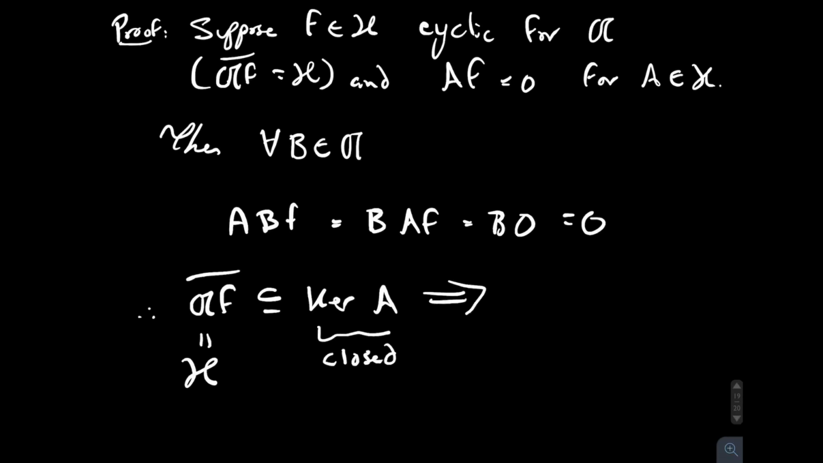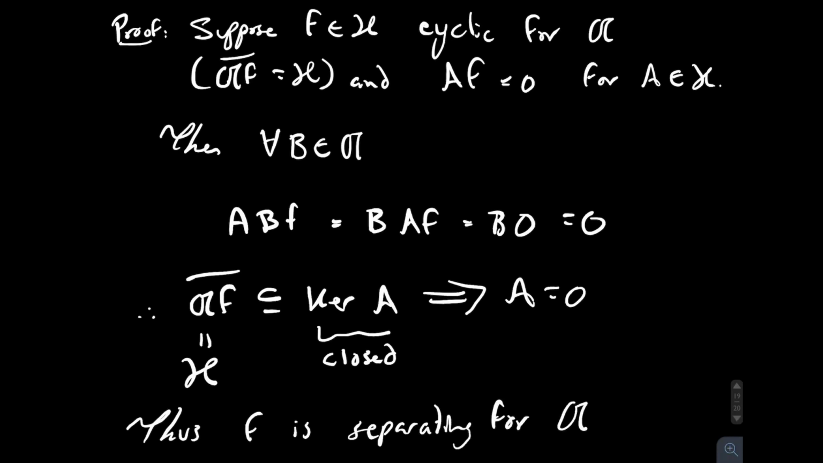Therefore, 𝒜f is in the kernel of A, but since the kernel is closed, right, then the closure of 𝒜f, which is H, is within the kernel. And that means that A is the 0 operator because it sends all of H to 0. Therefore, f is separating for 𝒜, and that concludes the proof.